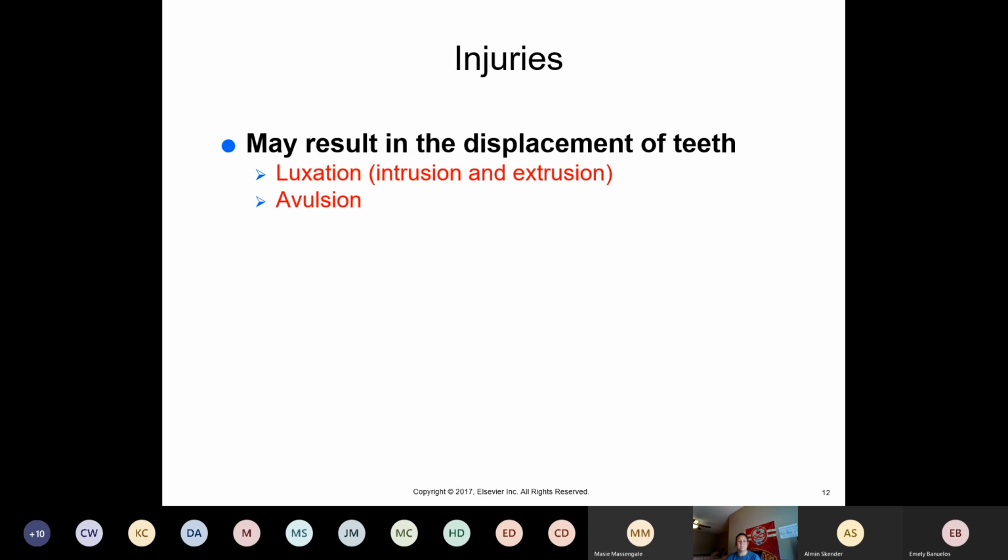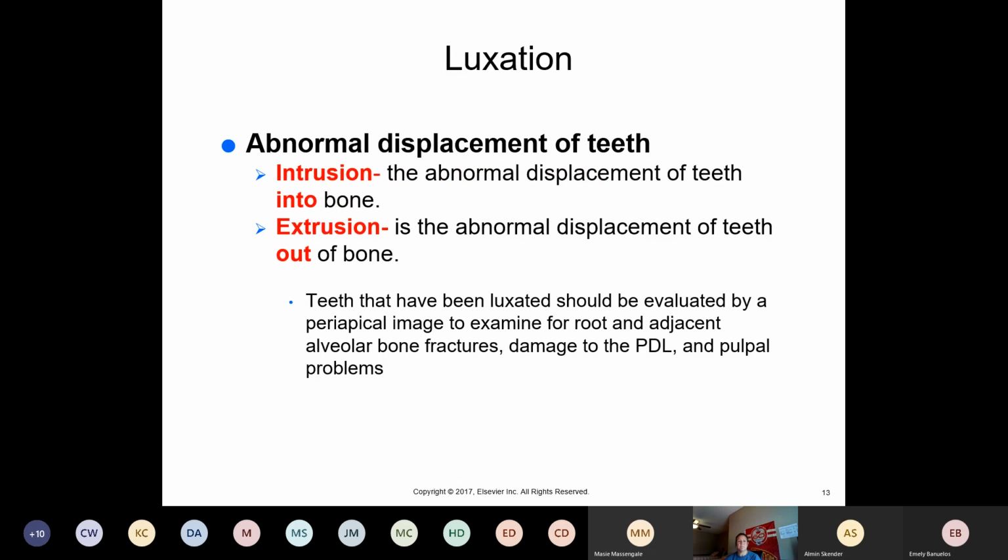Injuries can result in the displacement of teeth. So we're going to talk about the different types of injuries. We can either see luxation, and that can be either intrusion or extrusion, and avulsion. Luxation is an abnormal displacement of teeth. So either that tooth has been knocked up into the socket and it's intruded into the bone, or it's an abnormal displacement out of the bone, which would be extrusion.